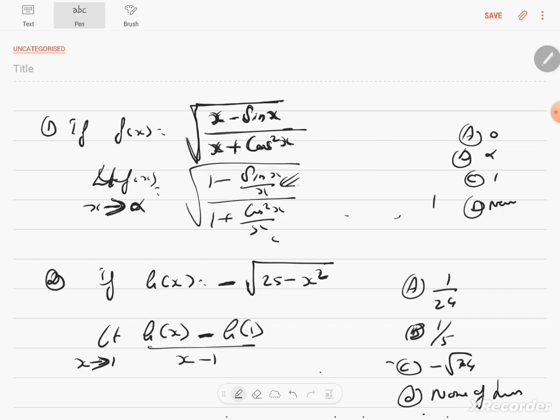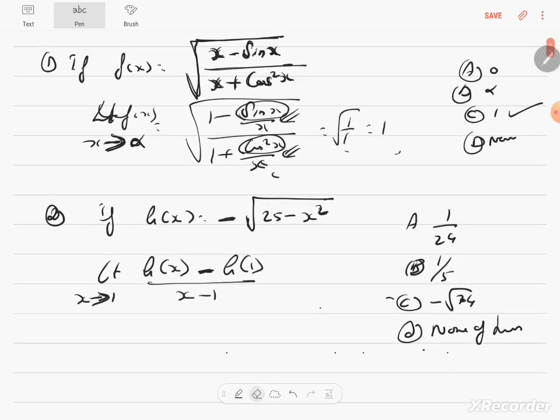Now this is 1 by something by infinity, because sin x value lies between minus 1 and plus 1, divided by infinity, which is 0. And this cos squared x also lies between minus 1 and plus 1, divided by infinity is 0. So therefore it is root of 1 by 1. So the answer is just 1. So C is the right answer. So let's go to the next question.